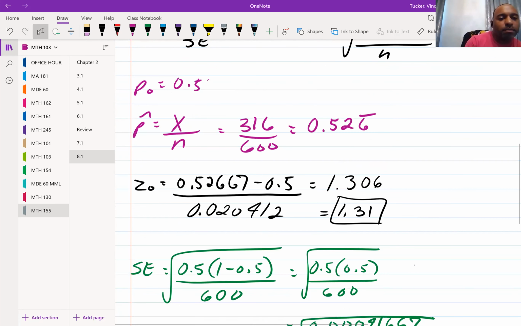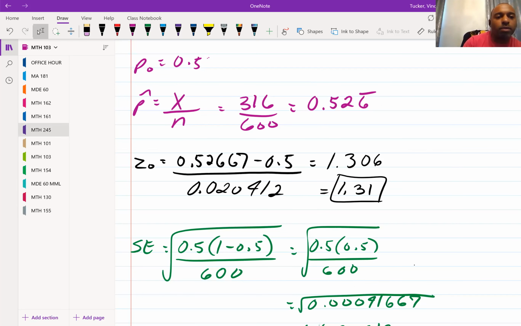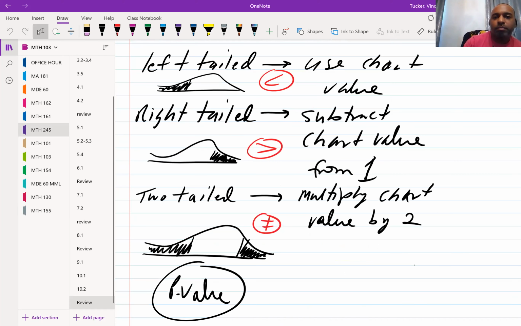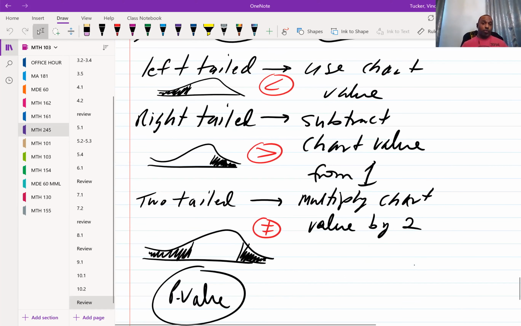As a matter of fact, I just went over this with somebody. Let me go ahead and throw this to you guys. This is just a summary of how we would get our p-values. If it's left-tailed or the less than symbol, you're going to use the chart value. If it's right-tailed, you're going to subtract the chart value from 1, which is what our scenario is. And if it's two-tailed or the not equal to symbol, we're going to multiply that chart value by 2. All right, so that's how we'll get our p-values.